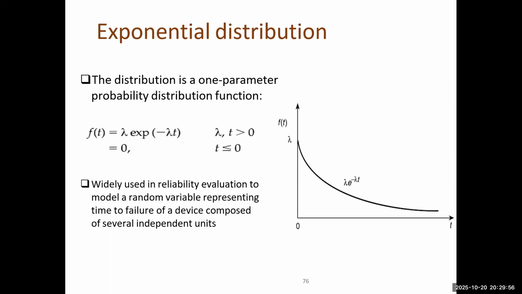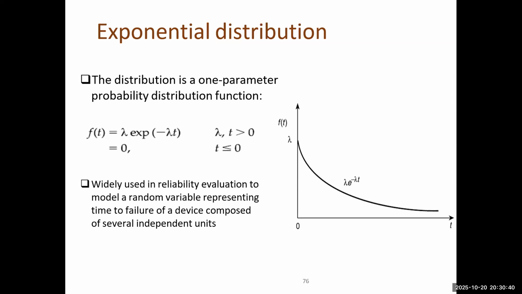So the first one is the exponential distribution. The exponential distribution is a one-parameter distribution characterized by a constant hazard rate. It is widely used to model the time to failure of electronic components or complex systems during their useful life, where the failure rate does not change significantly with time. So the simplicity of this exponential distribution makes it a good first approximation for many reliability calculations.